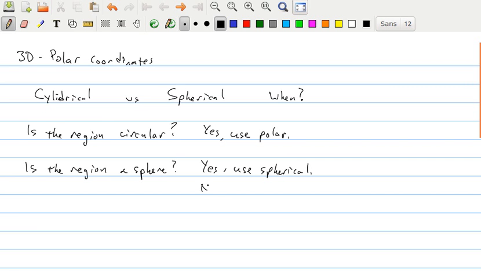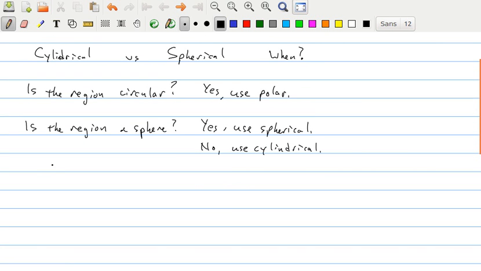If it's not spherical, if it's circular in maybe two of the dimensions, but not an actual sphere, then don't use spherical coordinates. It's just going to make it a mess. So instead, you use cylindrical. Now these are just rough guidelines, but this should get you through the vast bulk of the problems you're dealing with in polar coordinates. Let's maybe look at some examples.